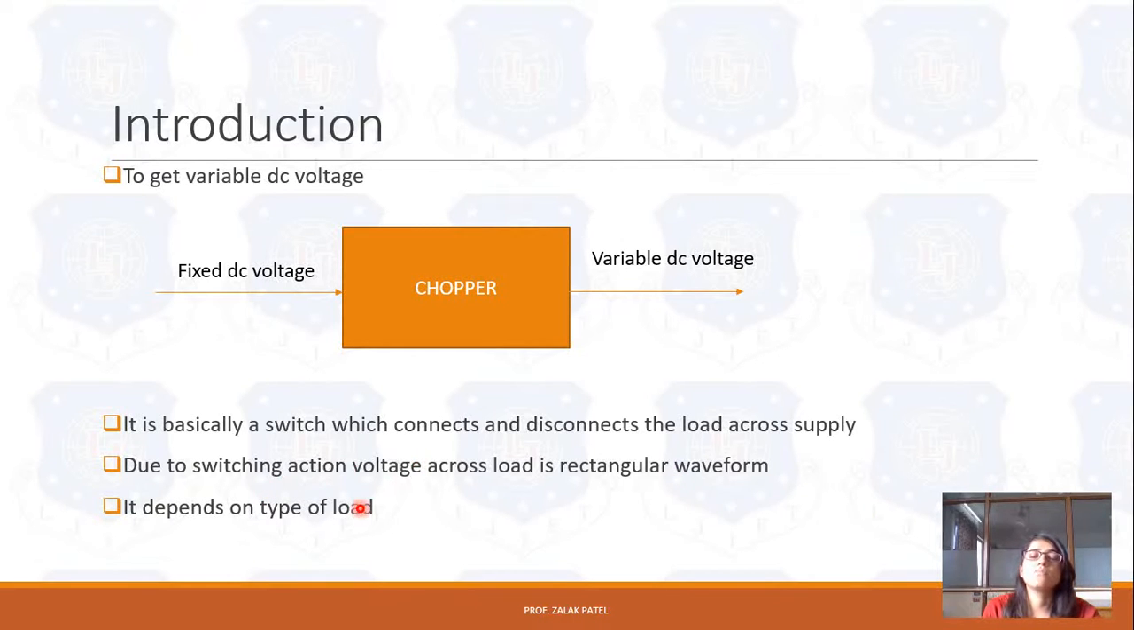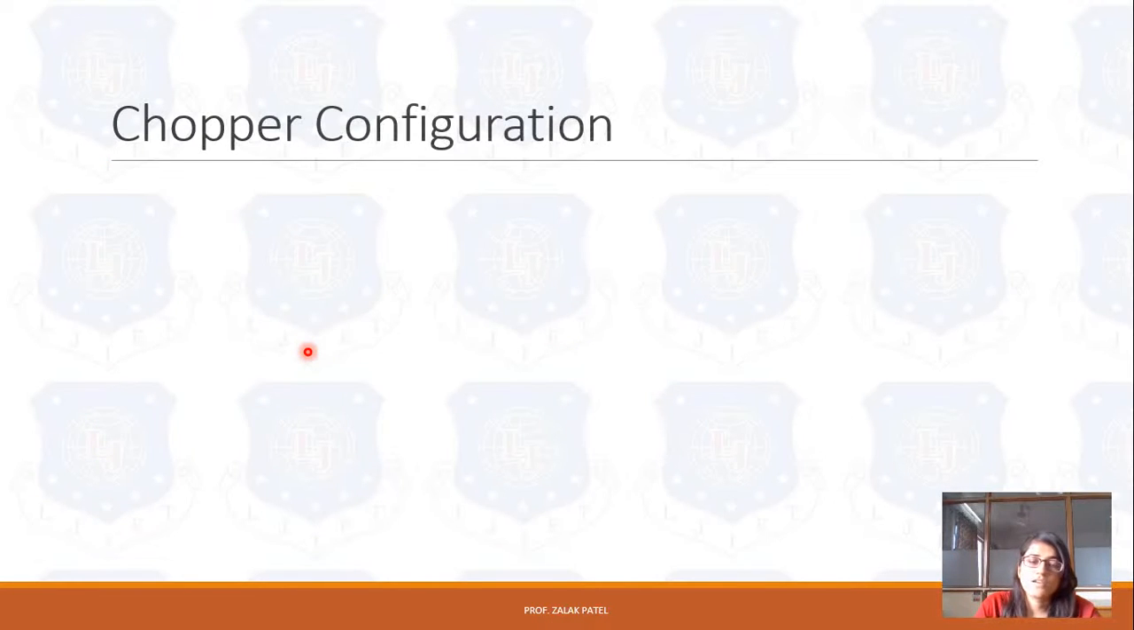We will see in detail in the next lectures how the load is important to get the shape of the waveform. But at this point you should remember that the waveform shape is decided by the type of load connected across the variable DC voltage. Now, chopper configuration.